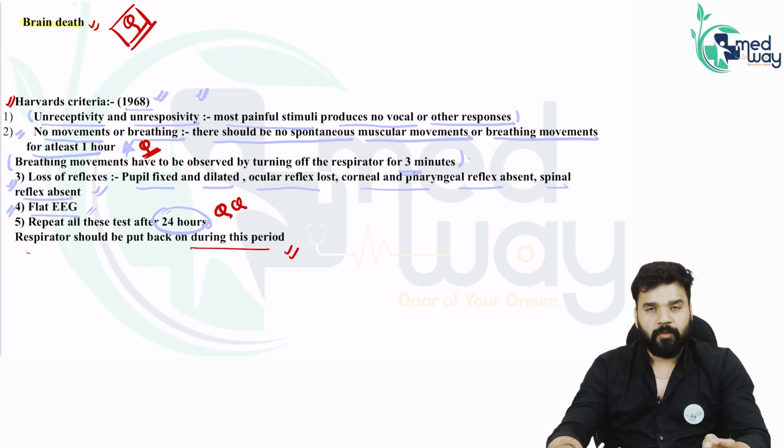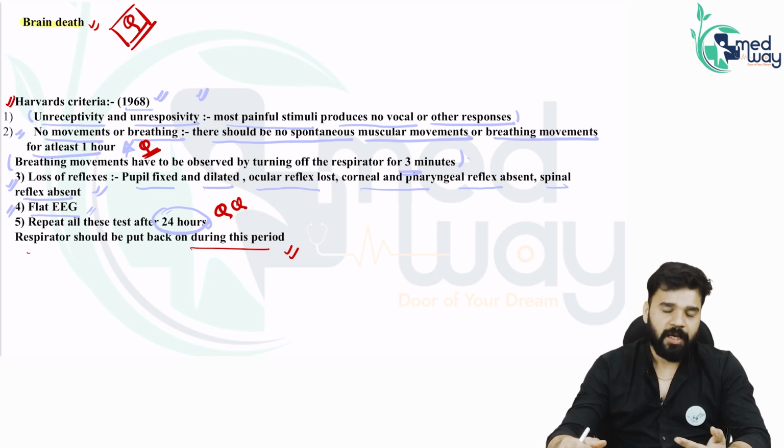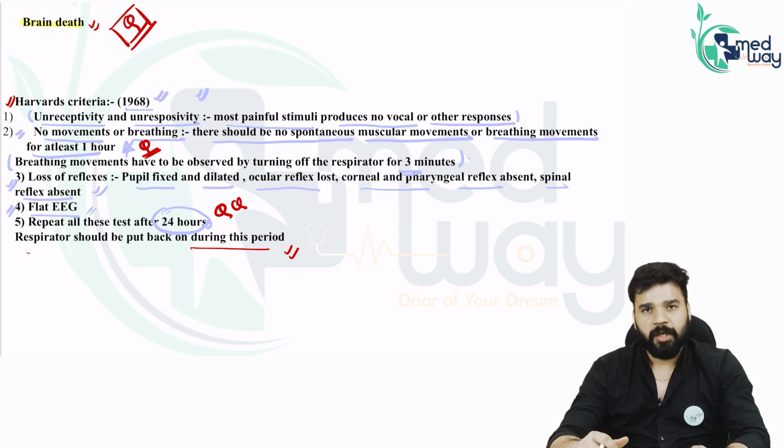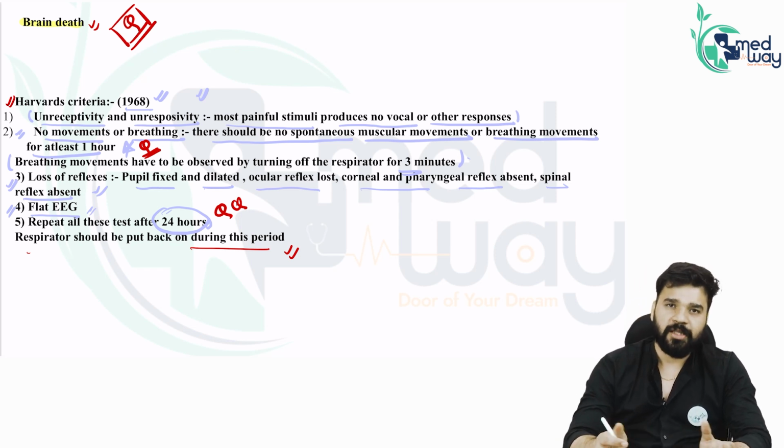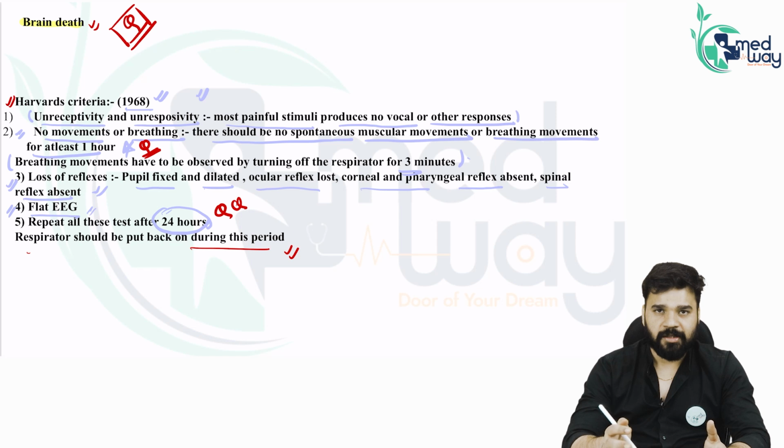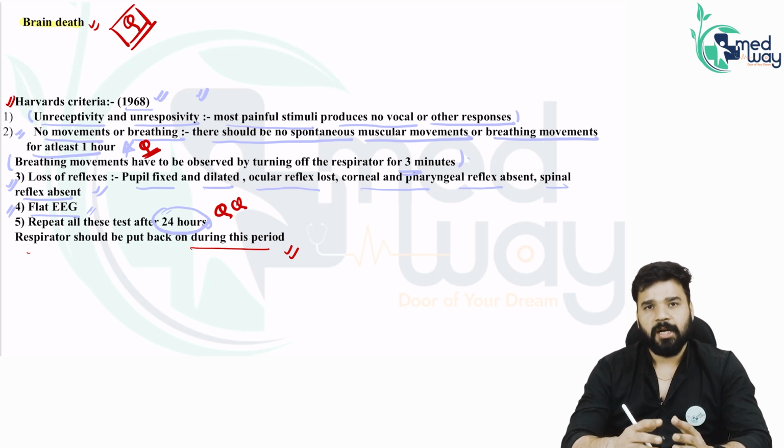Now, let us recall what is the first point? Unreceptivity and unresponsivity. To the most painful stimuli, the person will not respond either vocally or with any other responses. Second is no movement or breathing. There will be no movement or breathing after turning off the respirator for at least 3 minutes. Then third point is loss of reflexes. Then fourth is isoelectric EEG.